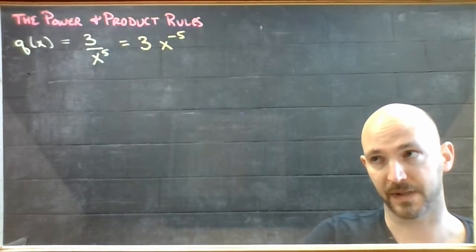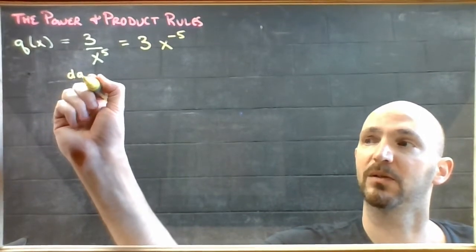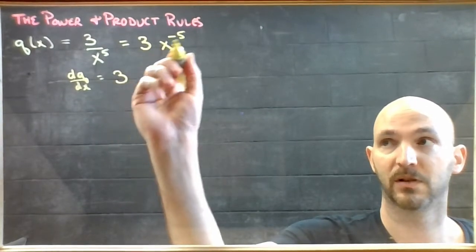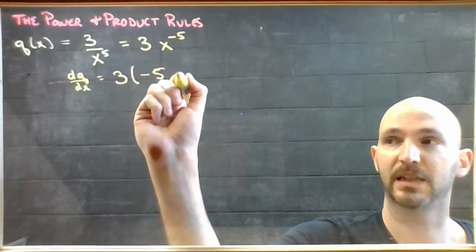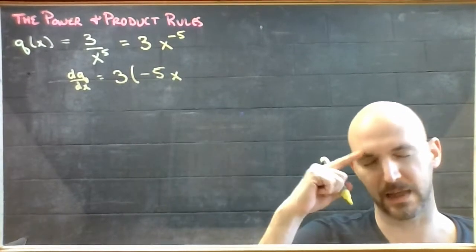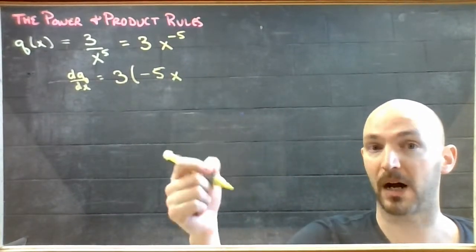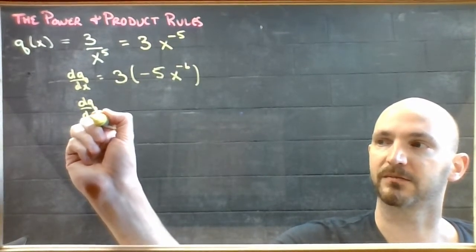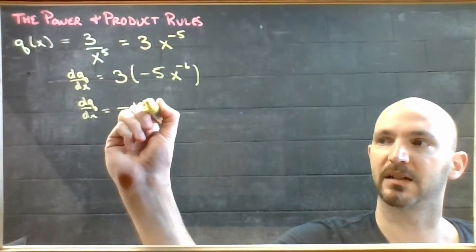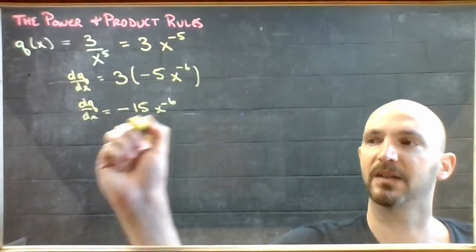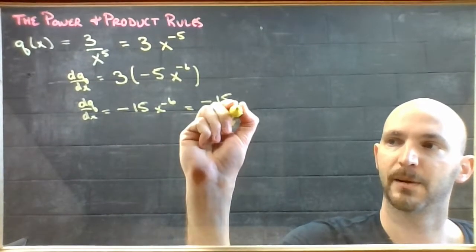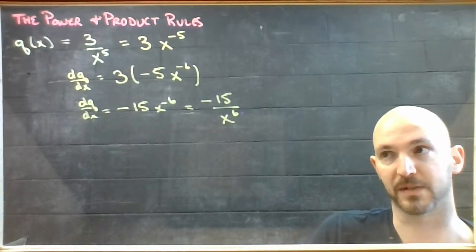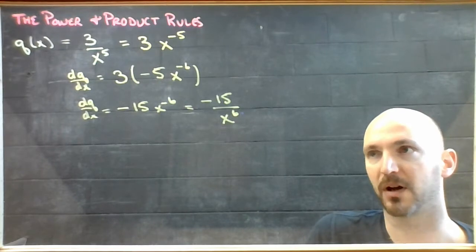So now that that's up there, if I go to take the derivative, dq by dx, I'm supposed to leave this number alone, bring this down in front, keep the x, and reduce the exponent by 1, keeping in mind that negative 5 minus 1 is negative 6, giving me a derivative of negative 15 x to the negative 6. And if you want, you could write that back in fraction form if you feel more comfortable with that notation. Okay, straight up, no problem.